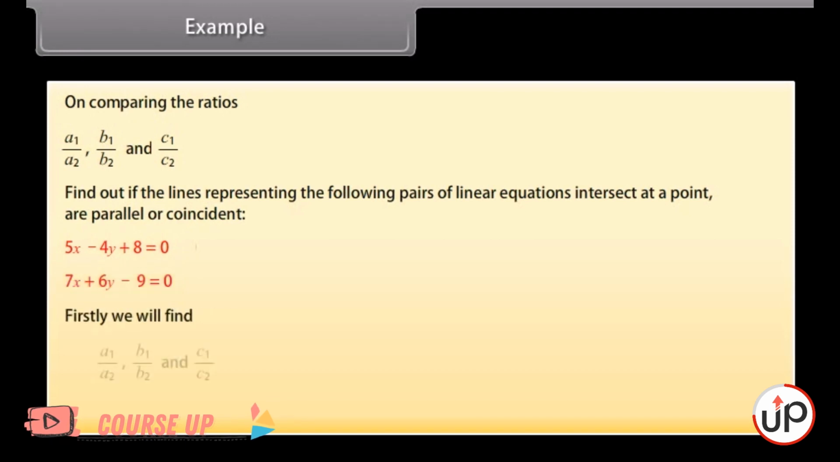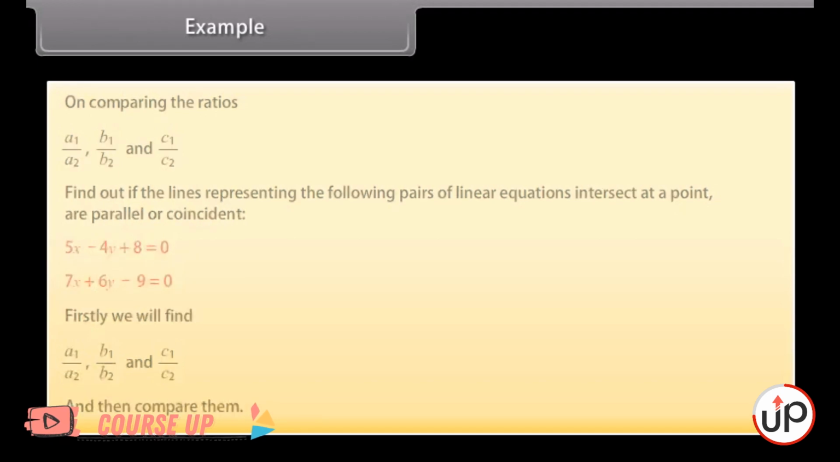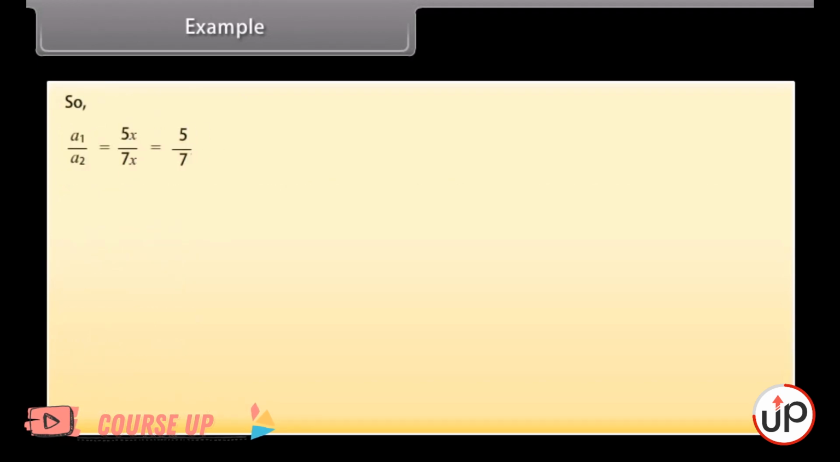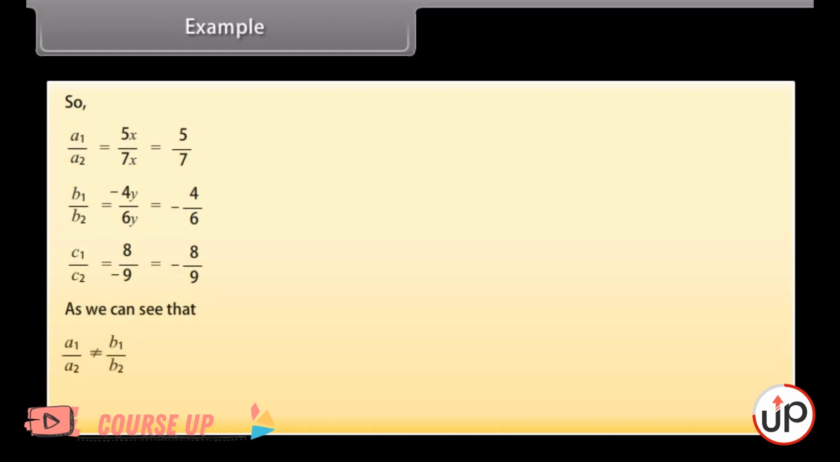Firstly, we will find a1 upon a2, b1 upon b2, and c1 upon c2, and then compare them. So, a1 upon a2 is equal to 5x upon 7x, which equals 5 upon 7. b1 upon b2 is equal to minus 4y upon 6y, which equals minus 4 upon 6. c1 upon c2 is equal to 8 upon minus 9, which equals minus 8 upon 9. As we can see that a1 upon a2 is not equal to b1 upon b2, so the lines will be intersecting.